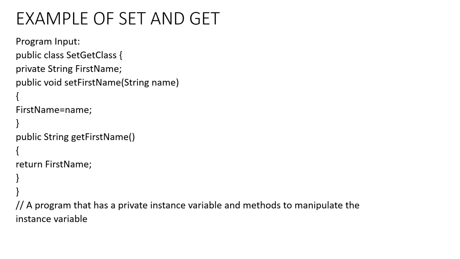So what the program will do is in the comment section, where you have the slash: a program that has a private instance variable and method to manipulate the instance variable. So we'll be able to talk about the set and get methods, the local variable and instance variables. Then we've also talked about object instantiation, the predefined class, the user-defined class, and the classes, objects, and characteristics of the class.